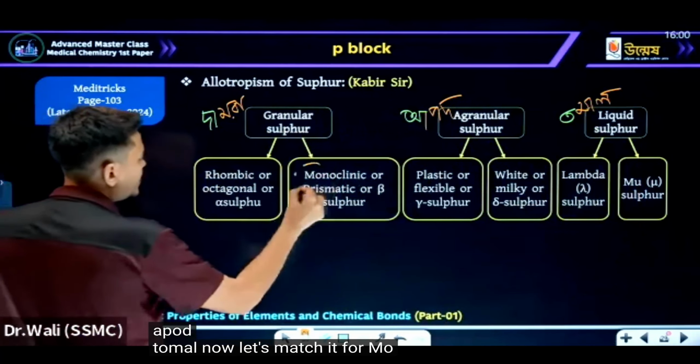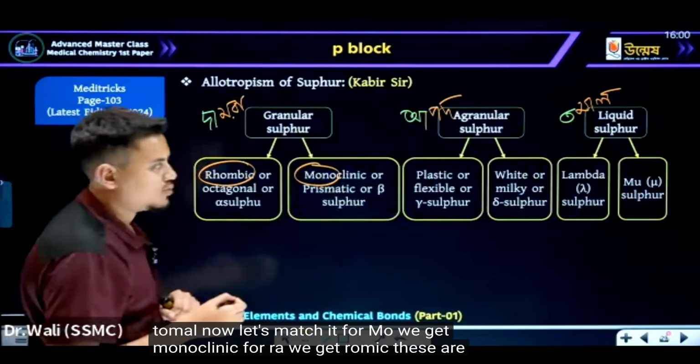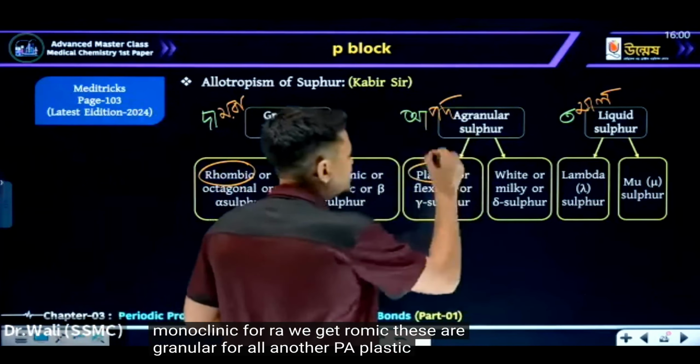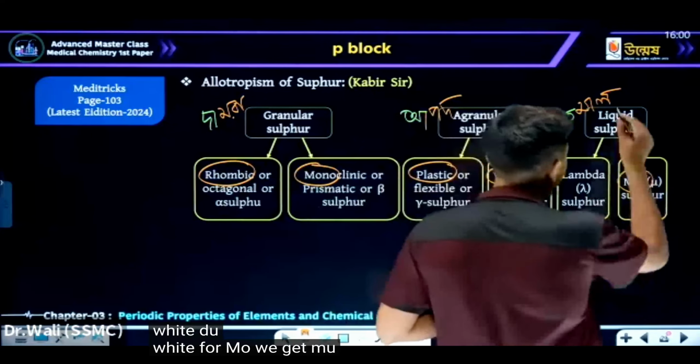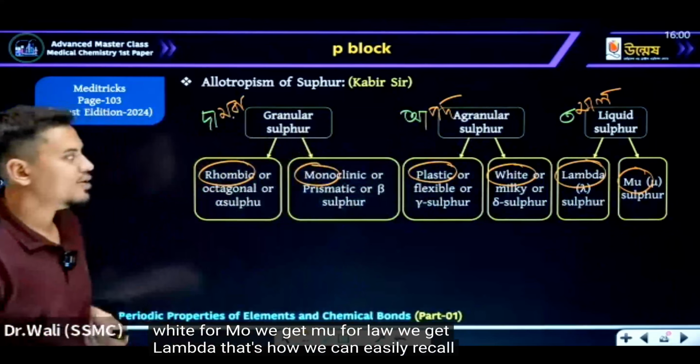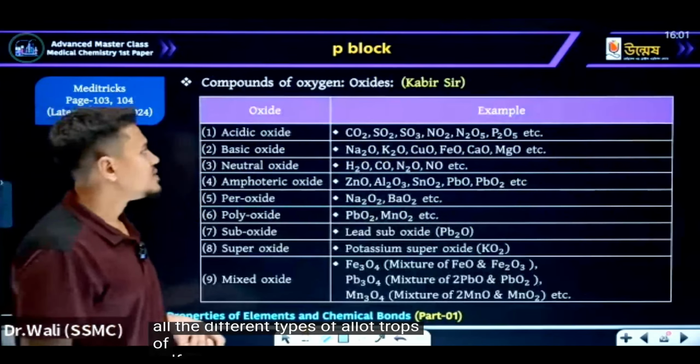Now let's match it. For Mo, we get monoclinic. For Ra, we get rhombic. These are granular. For Odanadar, Po, plastic, Do, white, Dugdho, Ba, white. For Mo, we get mu. For Lo, we get lambda. That's how we can easily recall all the different types of allotropes of sulfur.